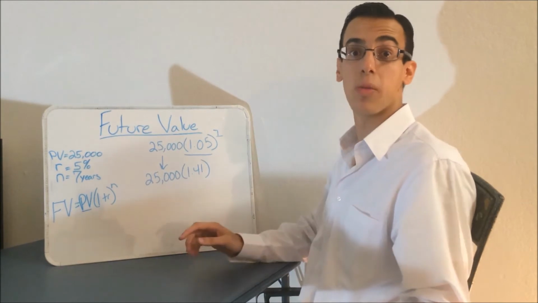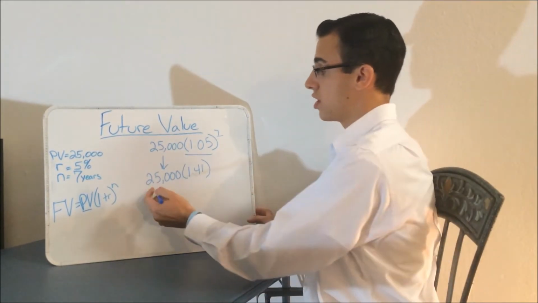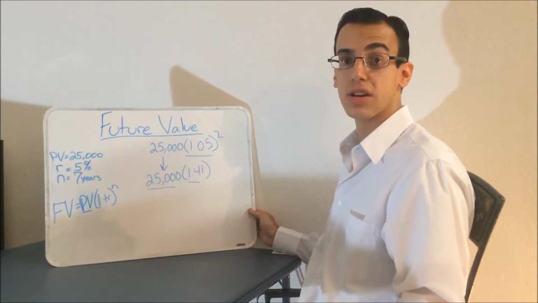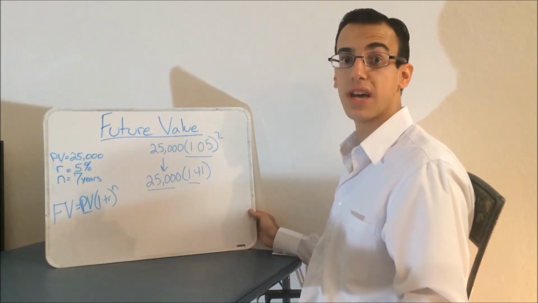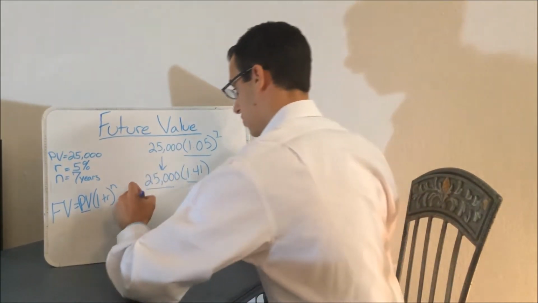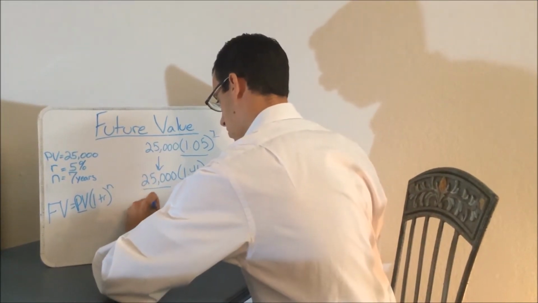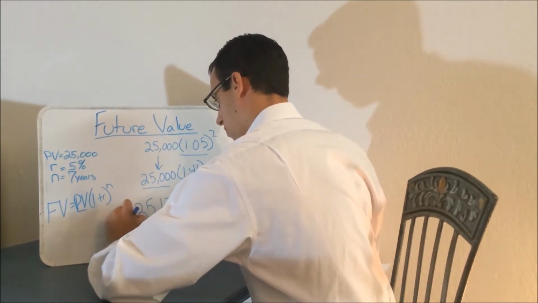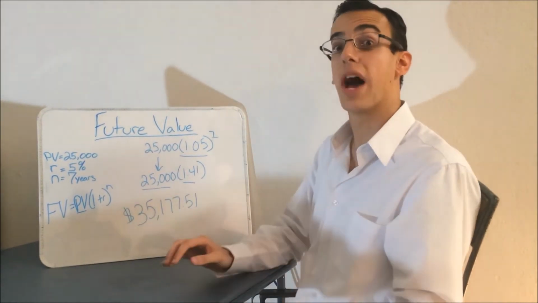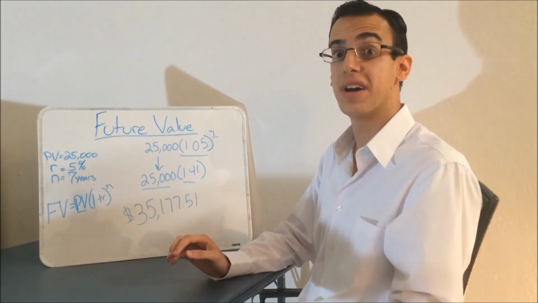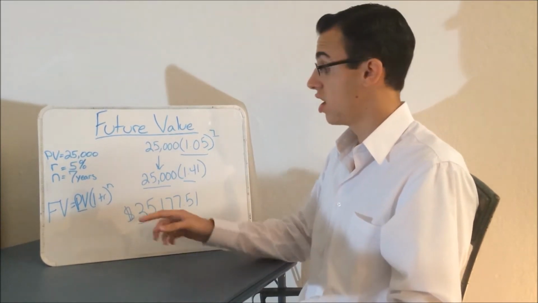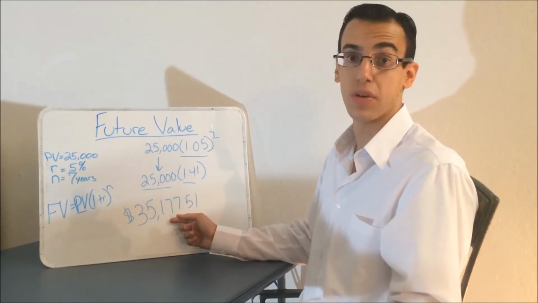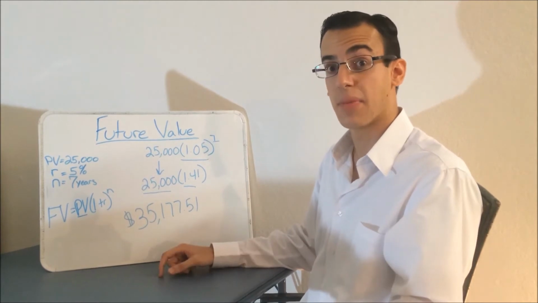And look at that, we just have one more step left. The final step is to multiply the $25,000 by our 1.41, and we get a final answer of $35,177.51. So this means if you had $25,000 and you could invest it at 5% for 7 years, you would have $35,177.51. Let's take a look at our second example.